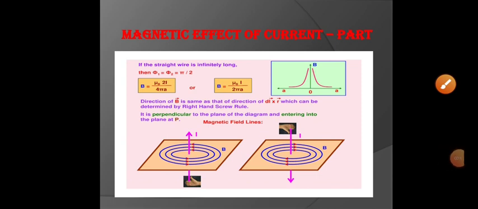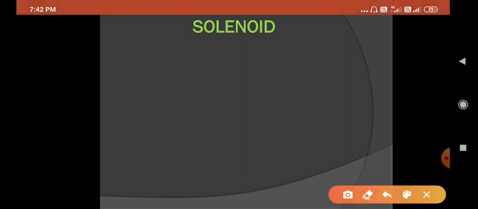Hello student, today in our chapter discussion we will learn about solenoid. In our earlier discussion we have seen that a current carrying conductor produces a magnetic field, and we can design the current carrying conductor in various shapes.